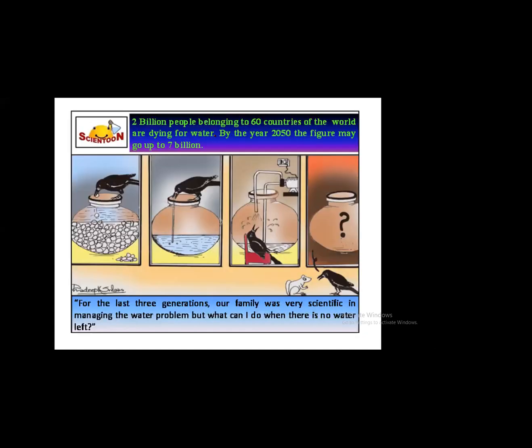So this is the beautiful slide. Over 2 billion people belonging to 60 countries of the world are dying for water. By the year 2015, the figure may go up to 7 billion. Earlier, if we look at this crow, when he is in search of water, he found this container. In that container, the level of the water is very low. He searches for stones and puts the stones into that water. Because of the weight of the stones, the water is lifted and he easily takes the water.